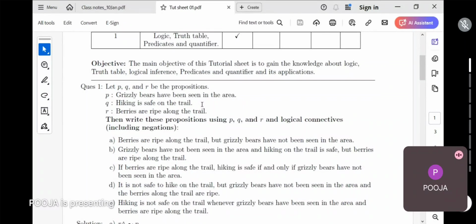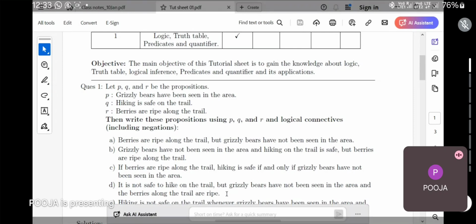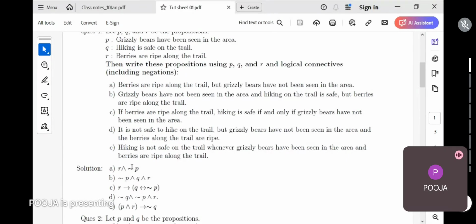Berries are ripe along the trail. This is proposition R. Grizzly bears have been seen in the area. This is proposition P. Here it is grizzly bears have not been seen in the area, so negation P. Here the term is but. Whenever you get and or whenever you get but, you will use conjunction only. So berries are ripe along the trail will be R. Here it is but, so you can use conjunction. Grizzly bears have not been seen in the area, negation P. So R and negation P. So the answer is R and negation P.